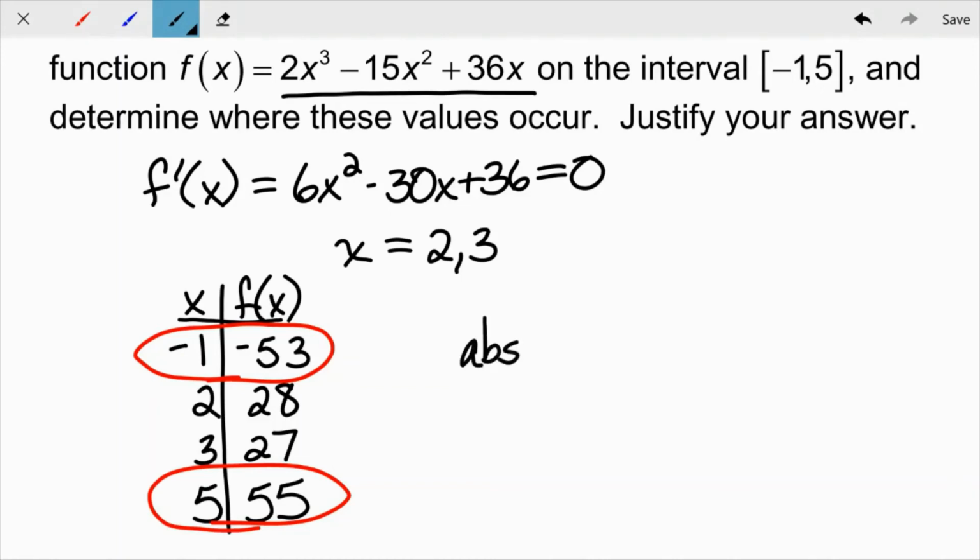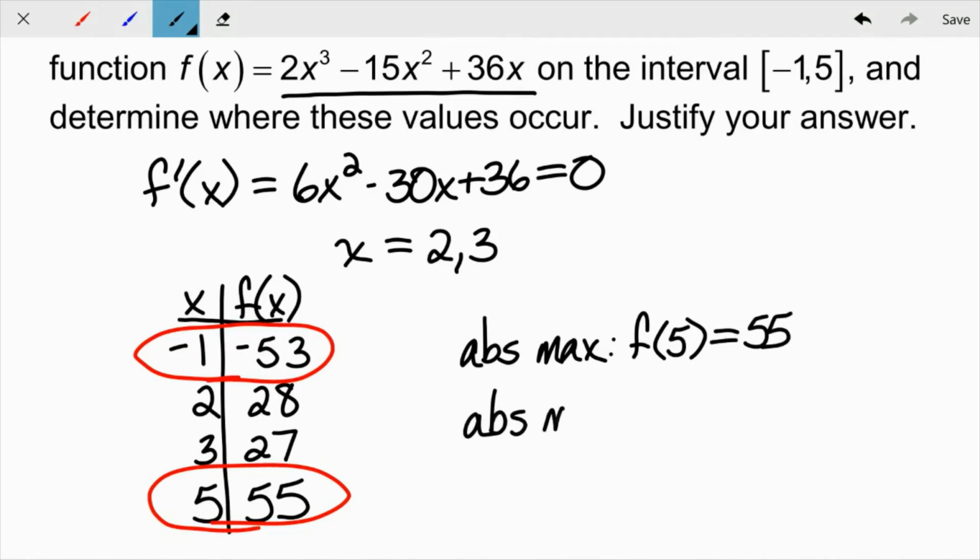So my absolute maximum is going to occur at the point f of 5 is equal to 55. And my absolute minimum is going to occur at the point f of -1 equals -53.